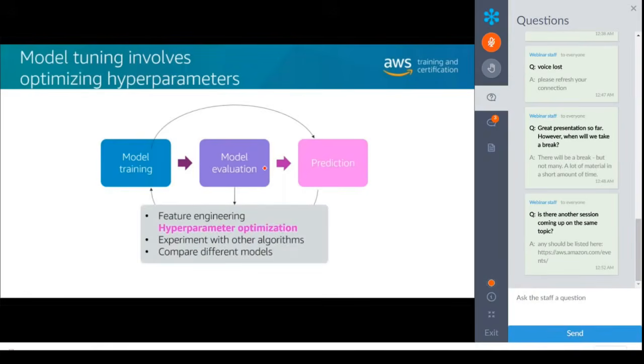Another thing you might do is try other algorithms. If you have no clue what algorithm to use, you can just try them all and see which one seems to have predictive capacity.